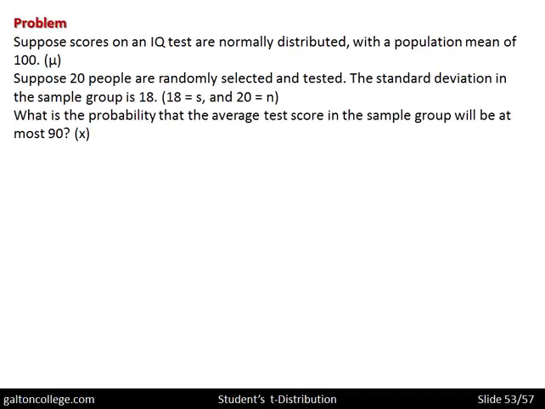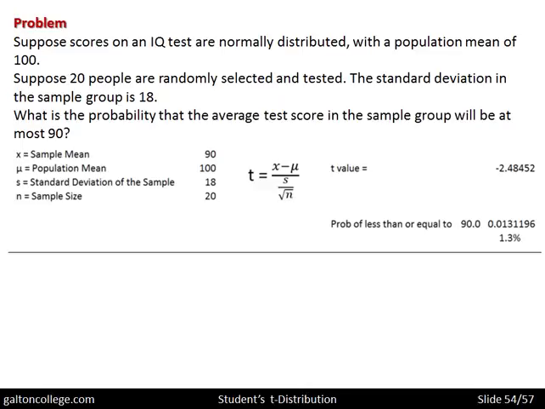Now, suppose scores of an IQ test are normally distributed with a population mean of 100. Now, that would be our mu. Suppose 20 people are randomly selected and tested. The standard deviation in the sample group is 18. 18 equals s. And 20 people are selected, so 20 equals n. What is the probability that the average test score in the sample group will be at most 90? Well, the population mean is 100. So what's the chance that an average test score in the sample will be at most 90?